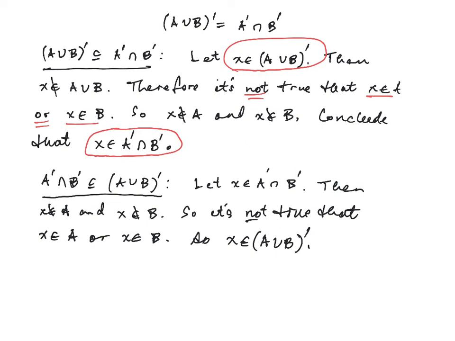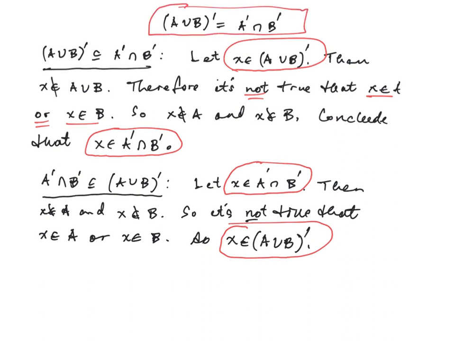And again, what have we done to show the subset relation? We took an arbitrary element of the first set. We made an argument and showed that that arbitrary element lives in the second set. And now we're done. We've shown that first of De Morgan's laws for sets.